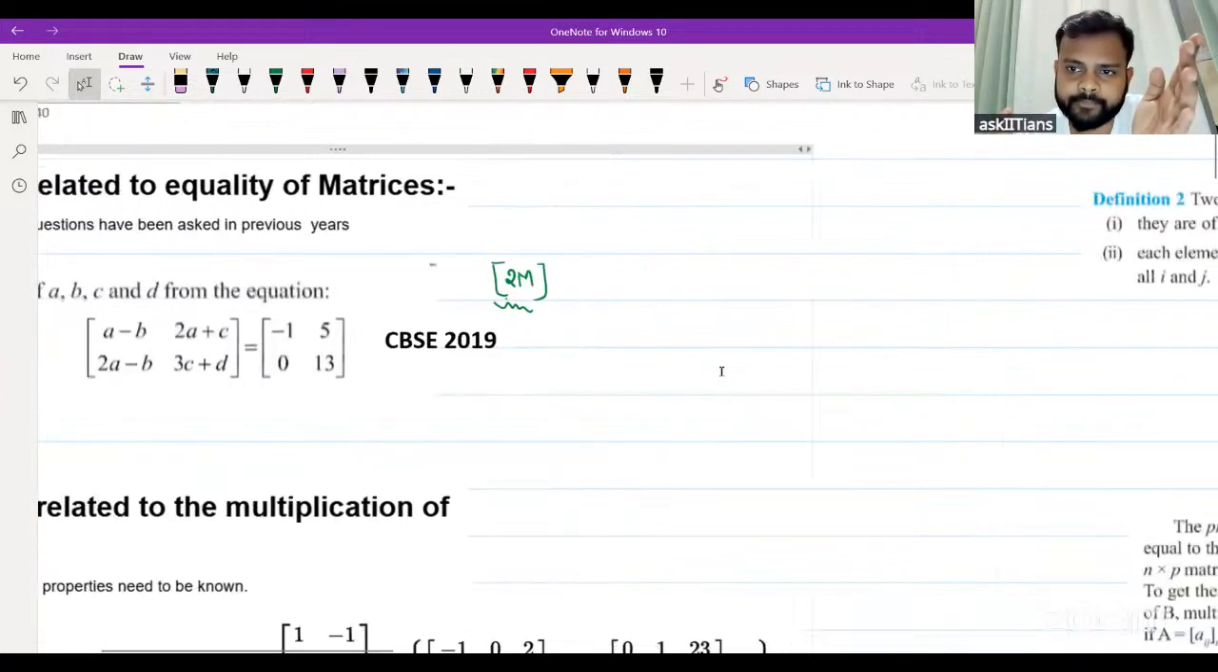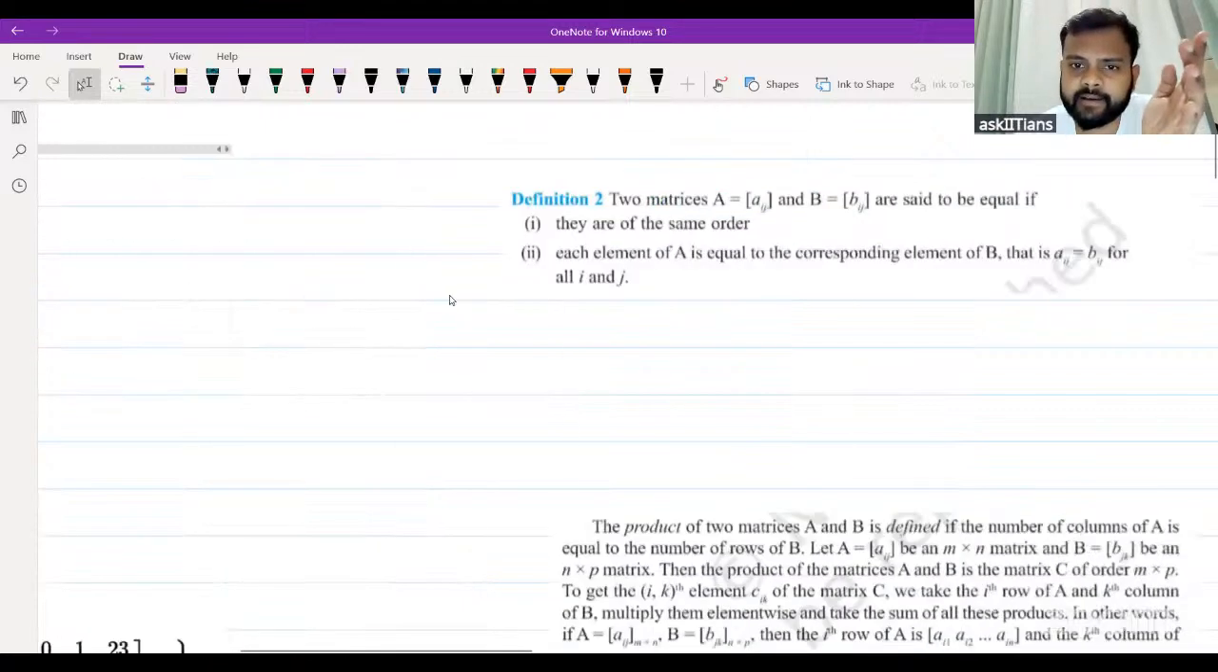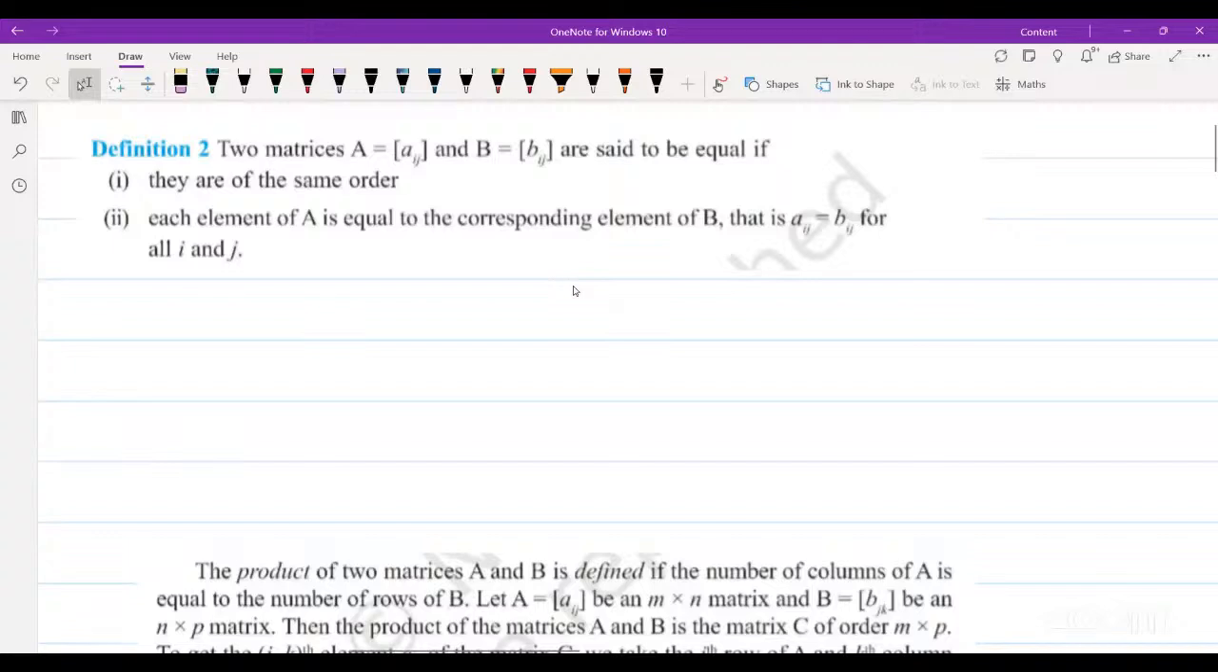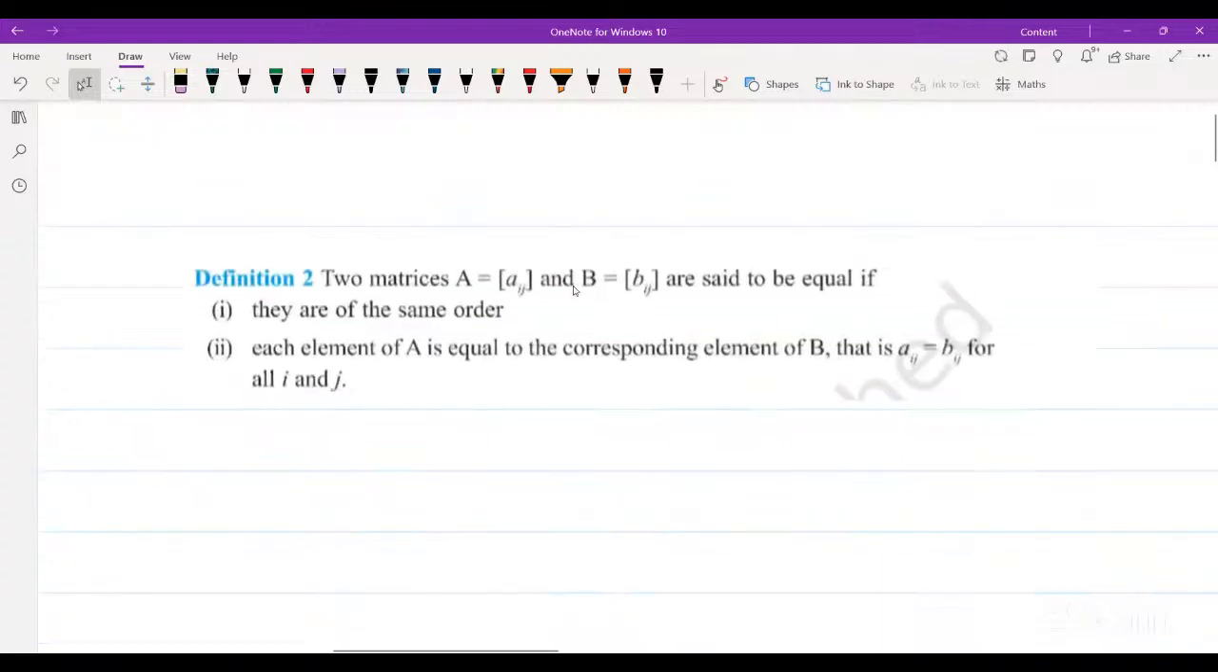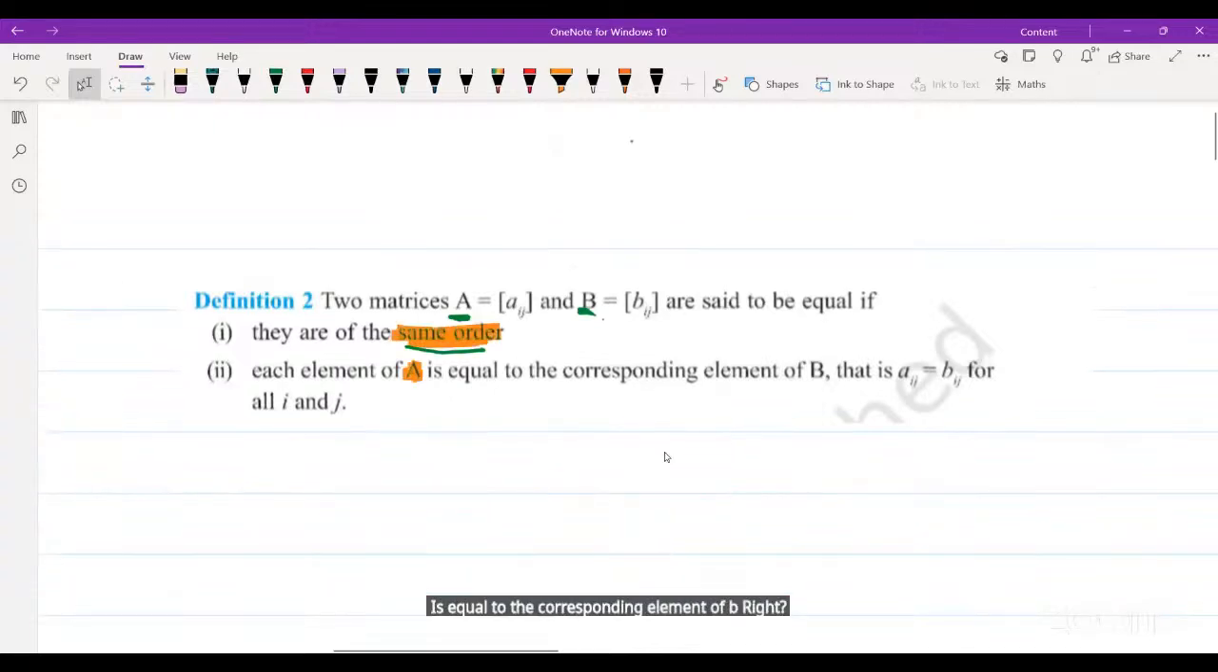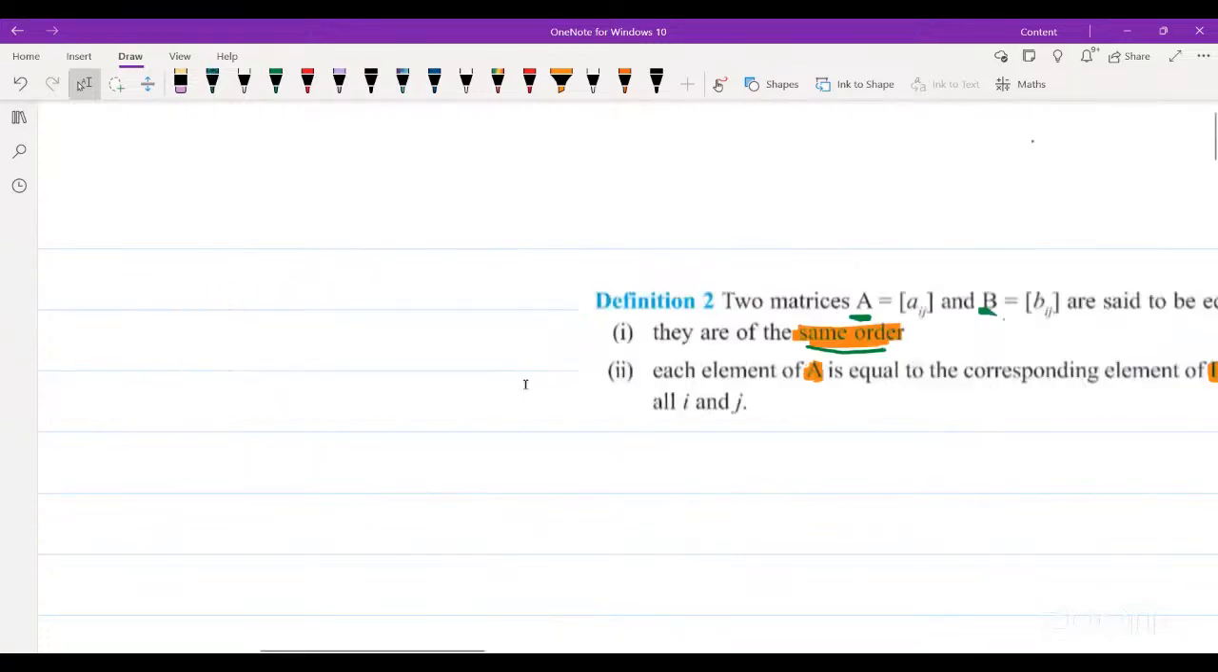People, two matrices A and B are said to be equal if, the first thing, they are of the same order. The order of the matrices should be the same, right? And each element of A is equal to the corresponding element of B, right? All the elements of A should be equal to the corresponding elements of B. Is that clear, people? Yes, sir.